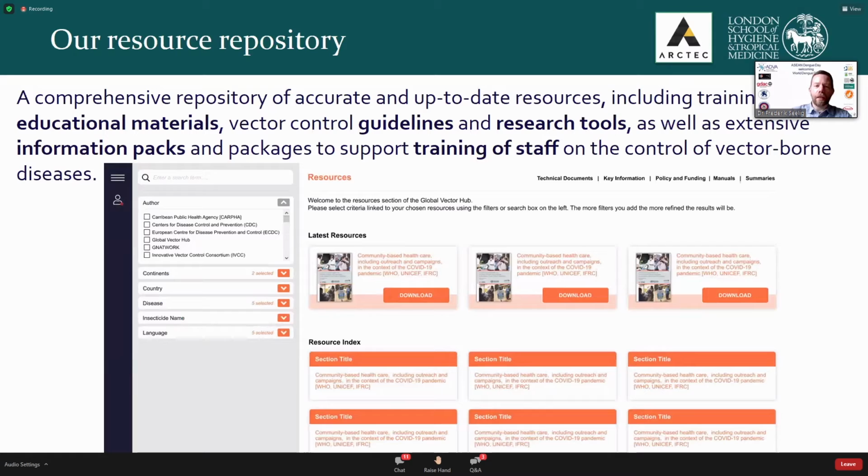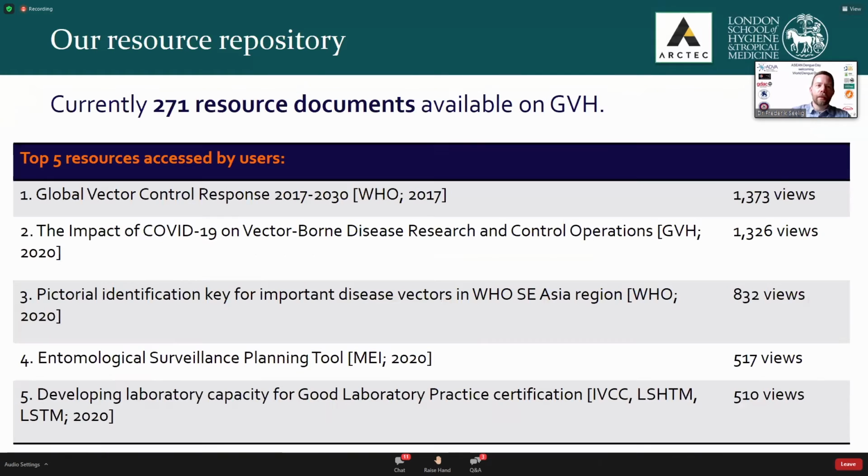As I said, we already have a large repository of resources available, and the fully functional version, which we're aiming to launch this July, will have even more improved functionality in terms of searchability, so you can find different types of information such as education materials, vector control guidelines, research tools, and extensive information packs, and support material for staff to train on the control of vector-borne diseases.